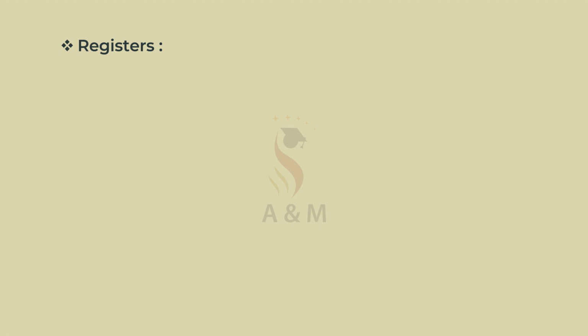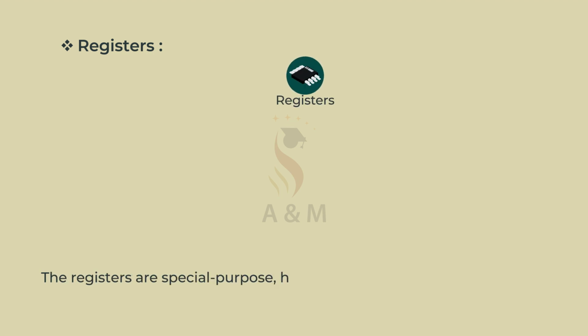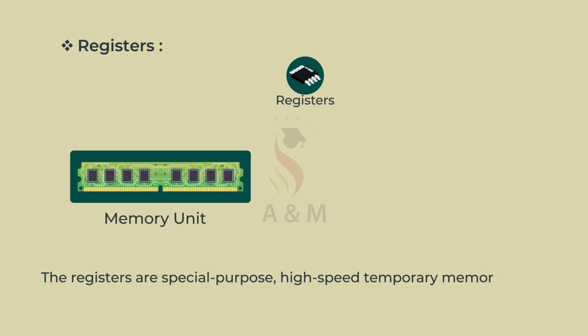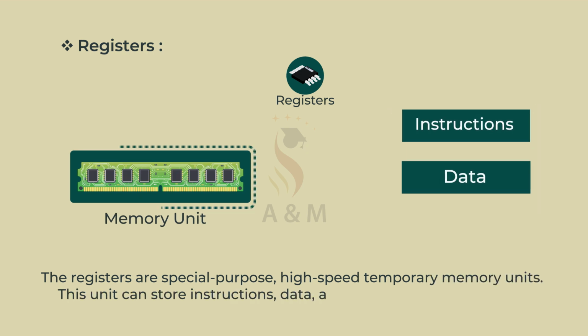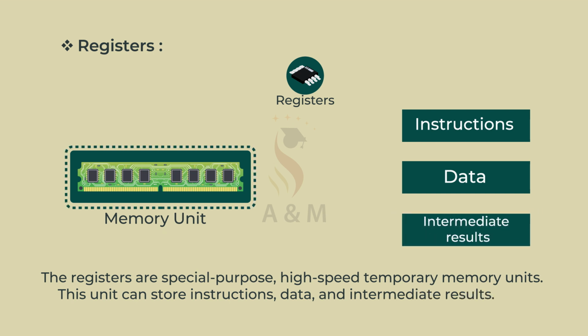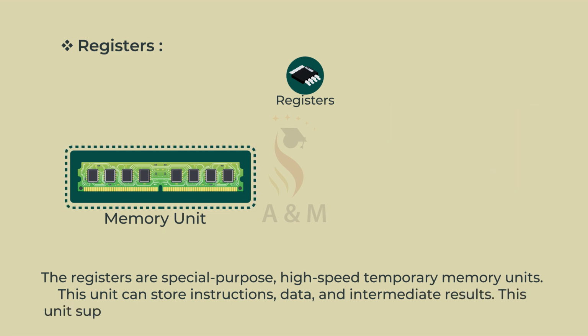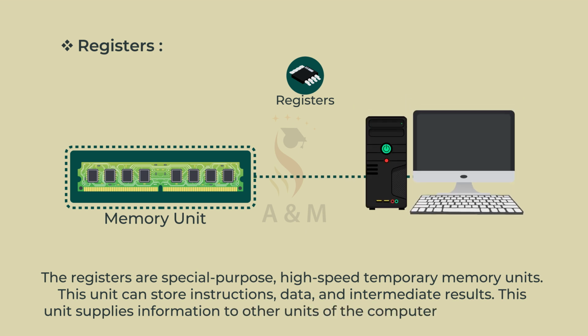Next is the second subsystem of CPU, that is registers. The registers are special purpose high speed temporary memory units. This unit can store instructions, data and intermediate results. This unit supplies information to other units of the computer when needed.